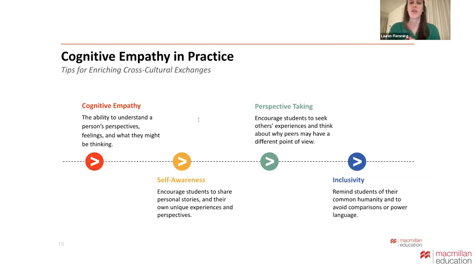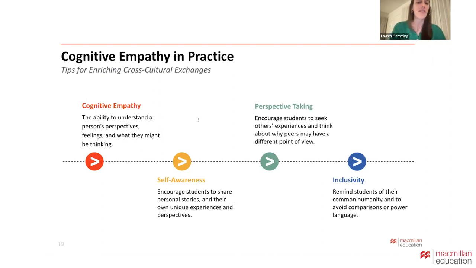Help them consider how their own background and experiences may lead them to have different opinions or viewpoints from their peers. One way to do this is by having students create cultural identity trees, where different parts of the tree represent students' major accomplishments, hopes and dreams, strengths, values, and other aspects of their identity.